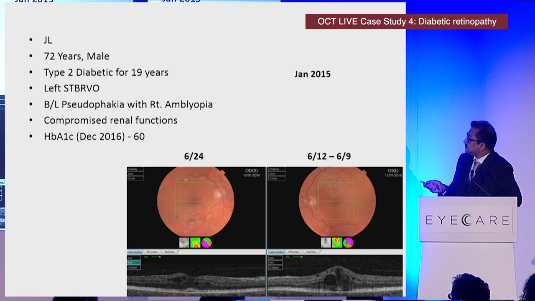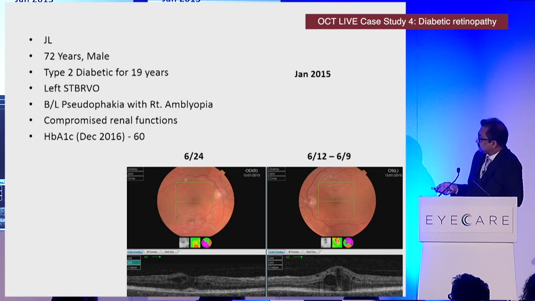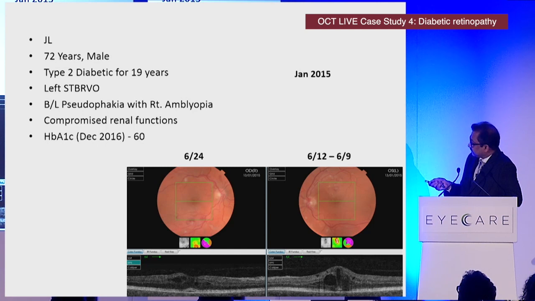So this is him in January 2015. You can see vision is 6/24 in the right eye because of amblyopia. You can see some cystic spaces with a bit of subretinal fluid. In the left eye, you could see a bit of thickening and intraretinal cysts here.